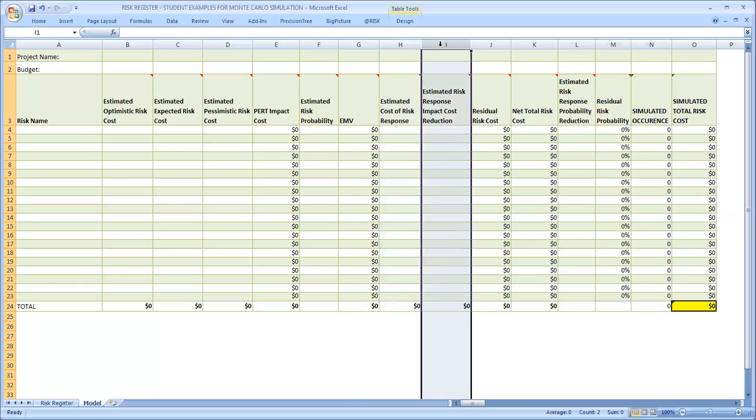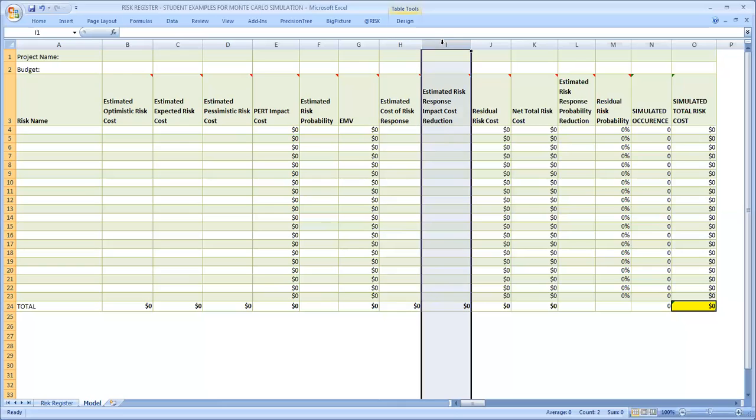Column I is now a little bit more abstract, and this is estimating the risk response impact cost reduction. In other words, if you have a risk response strategy that would reduce the cost of the risk itself or mitigate the impact of the risk, and that would involve a cost, then you should be determining what you estimate that cost reduction would be. Now, a very important point is that column I should be greater than column H.